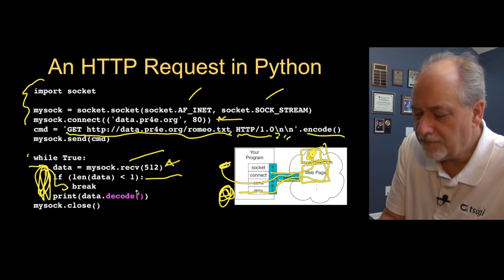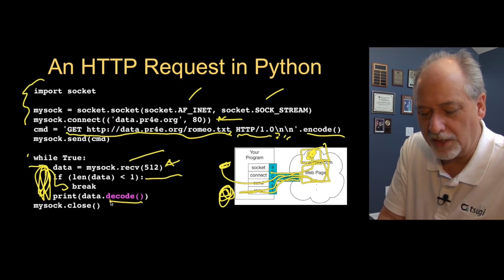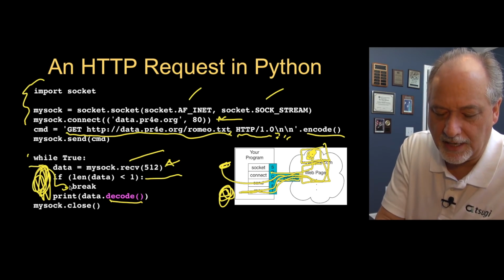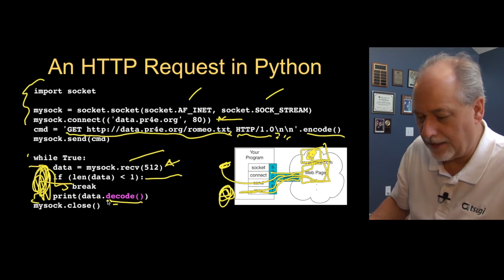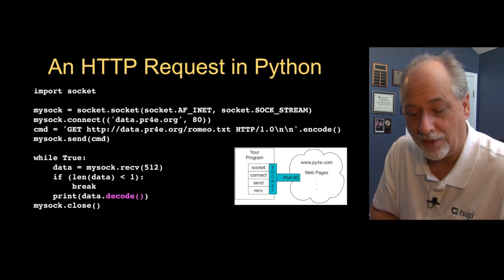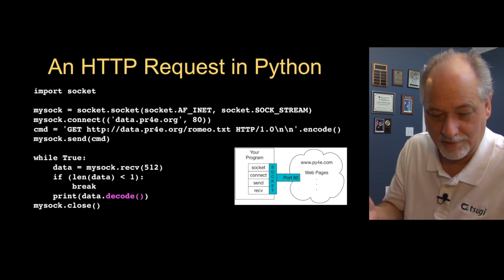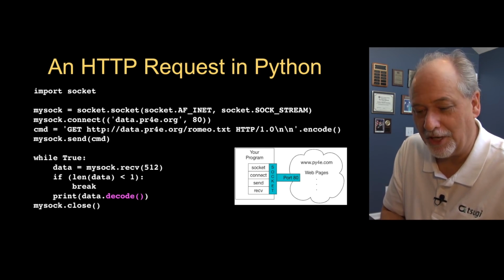Data. And because this data is coming from the outside world, we have to decode it before we print it. And then when we're all done, we break out of here and we close the socket. So literally, that is an entire web browser written in 10 lines of Python. And again, this is why everybody loves Python.